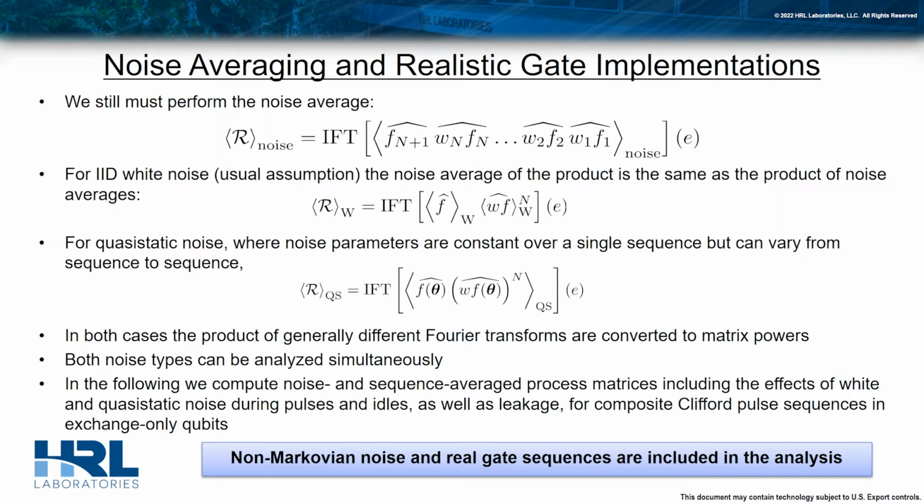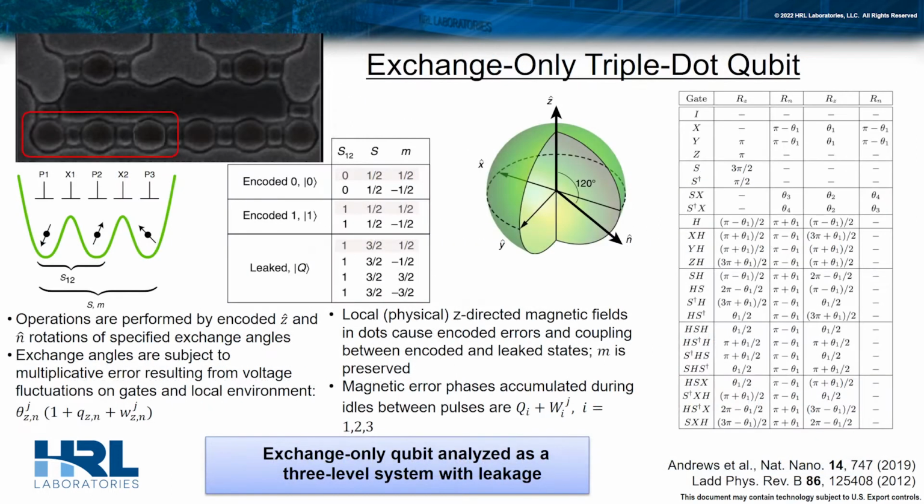In the quasi-static noise case, the Fourier transforms before averaging are all the same because the noise doesn't change within a sequence. We can treat both noise types simultaneously and still take advantage of this simplification of products becoming powers. In the following, we compute noise and sequenced average process matrices, including the effects of white and quasi-static noise, composite pulses, and leakage. Let's turn to the exchange-only qubit.